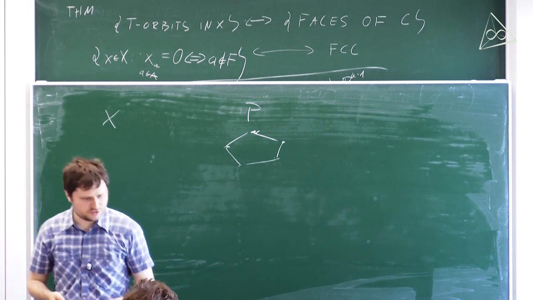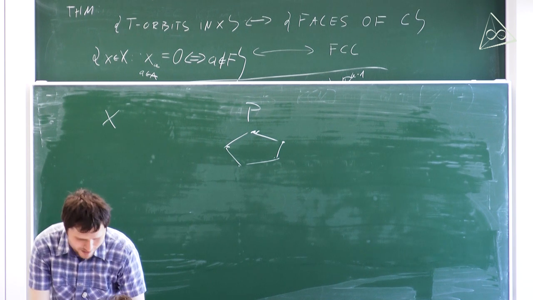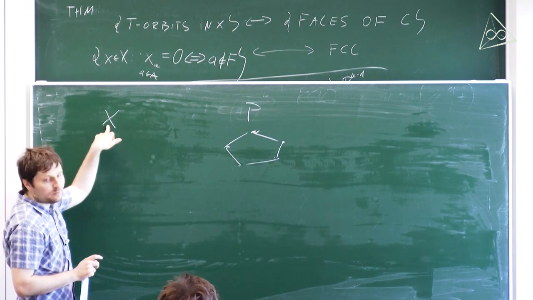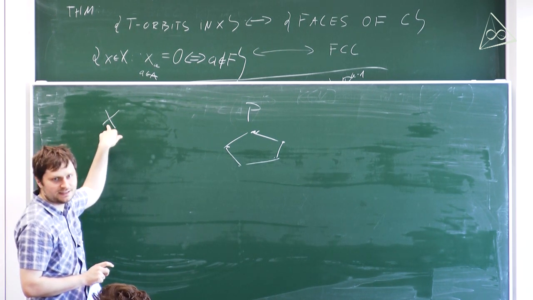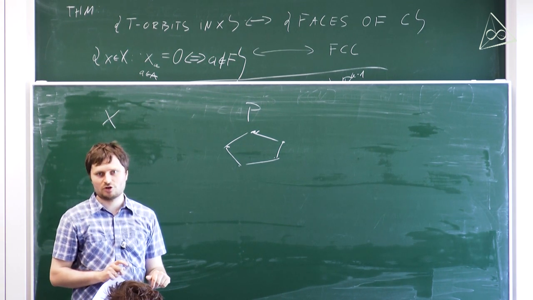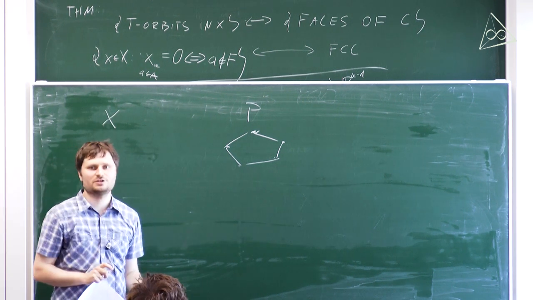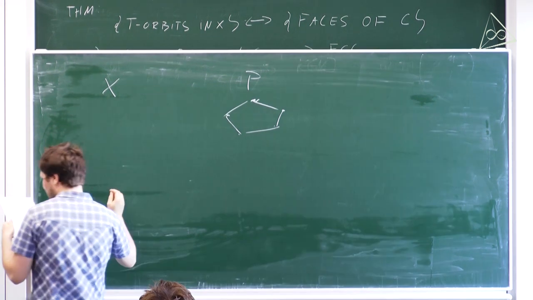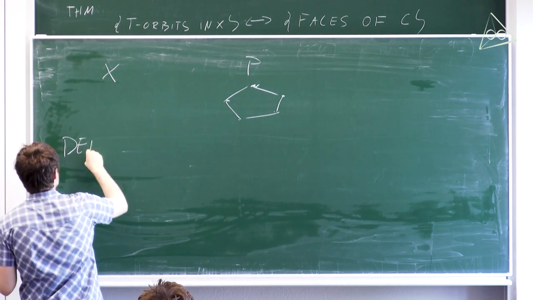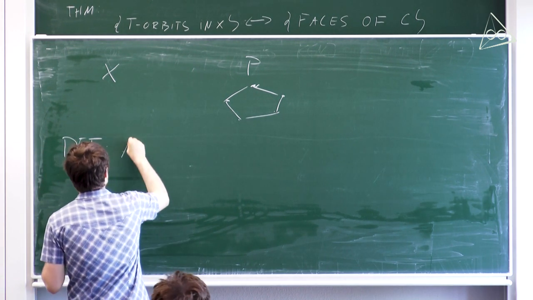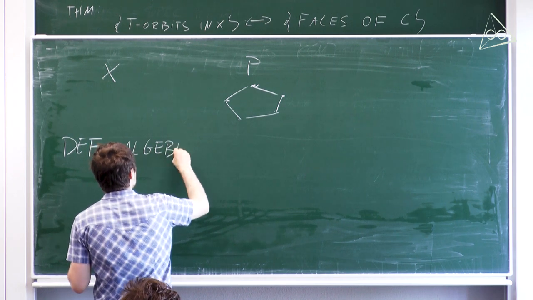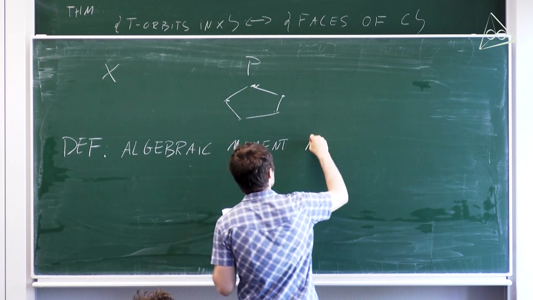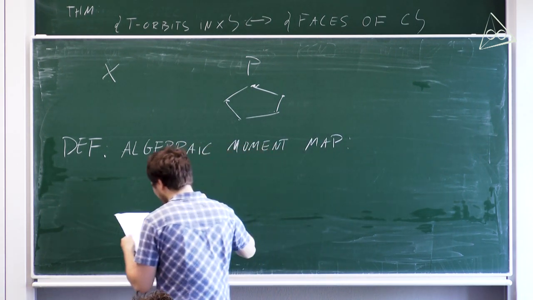And to the end, I want to give you one more interpretation why this is not magic. I will define a map from this complex algebraic variety to P with very nice properties. Namely, it will be surjective, and it will just do some fiber contraction. OK. So the algebraic moment map is a map.